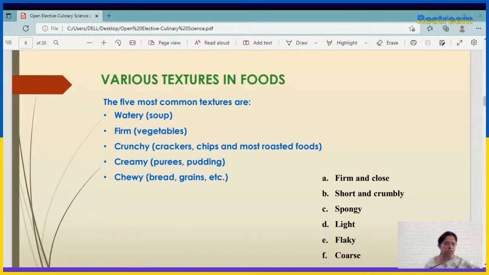So texture is very important in order to know the quality of food. Texture is a very important concept in order to make food acceptable and to see the degree of excellence. You need to have better texture in food. And food texture is a vast study where science is incorporated and involved. So this is about food texture.